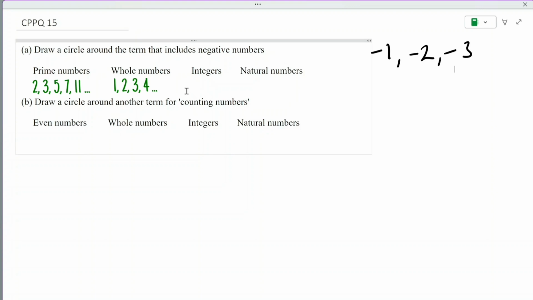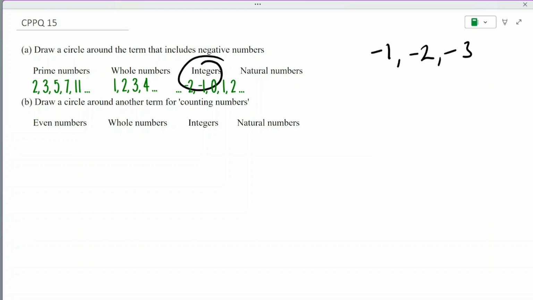Integers include negative numbers. It goes to negative, -1, -2, -3, down to infinity. Then to the right, let's say on the number line, you have 0 included, then 1, 2, 3, 4, 5 to infinity on the positive. So integers include negative numbers. So the answer to this question is integers. So we draw a circle around the answer.